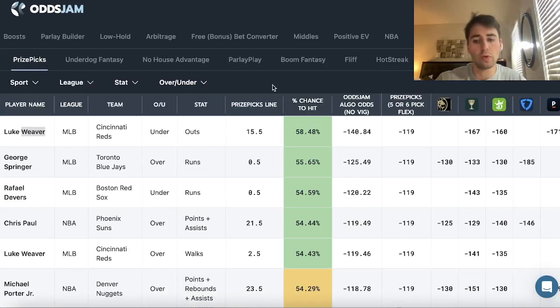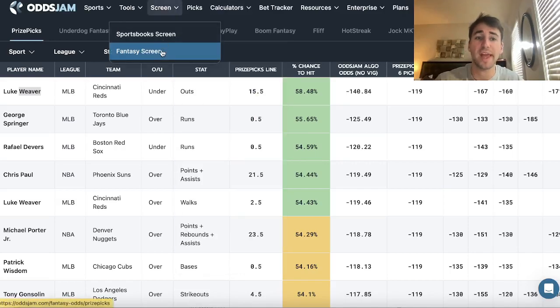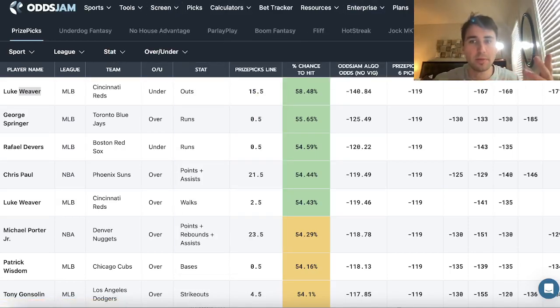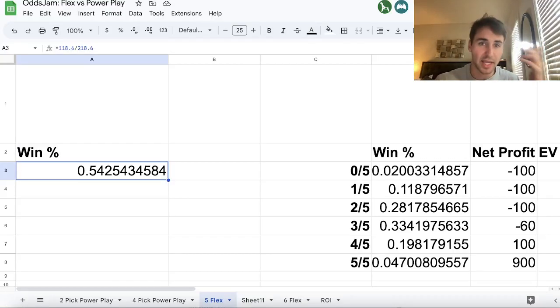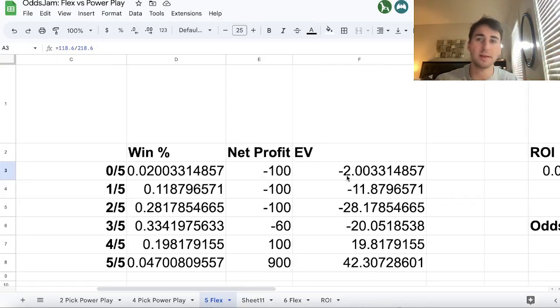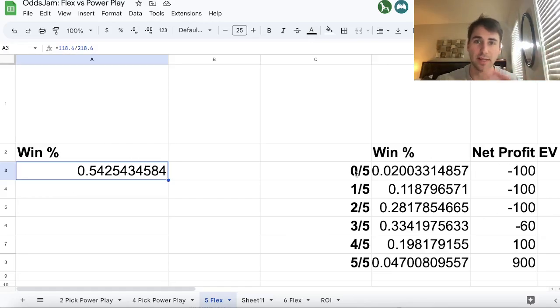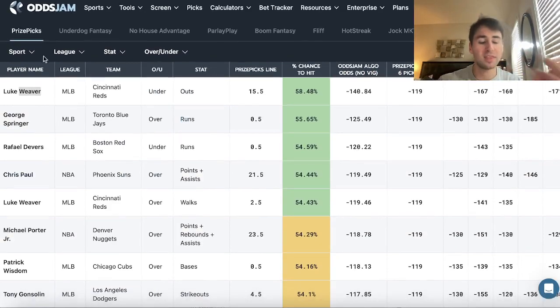So then a new tool that we launched and I've started to use is called the fantasy screen. We've added some new books, Sleeper, Boom Fantasy, Parlay Play. But basically the way this tool works is, again, this is literally just the math behind PrizePicks and their payouts. There's nothing complicated going on here. If you win 55% of your picks on PrizePicks, you are guaranteed to make money long term. It's really that simple, right? There's nothing more complicated. So long story short, what this tool shows you, and you're going to notice there's a lot of overlap with the EV tool, is Luke Weaver under 15.5 outs is 58.48% to win.